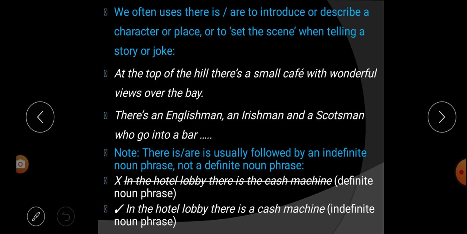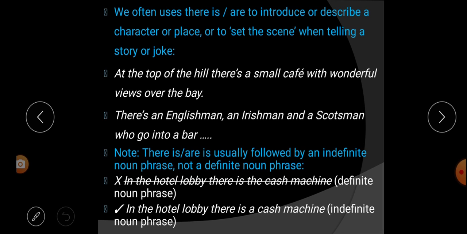So I hope you understood this rule: while we are telling a story or joke, to describe or introduce a story, character, place or the scene of the story, we use introductory there plus is/are.